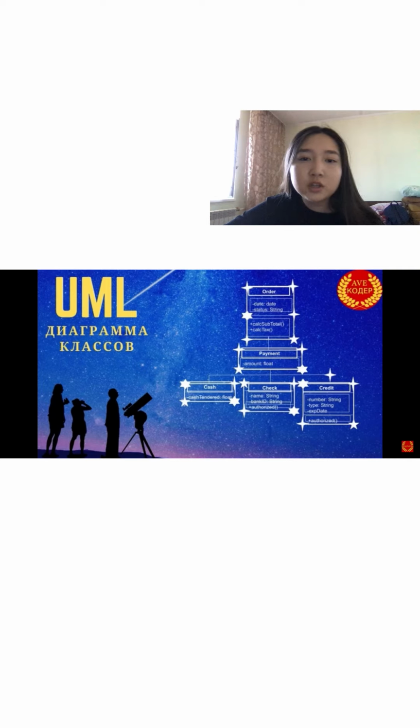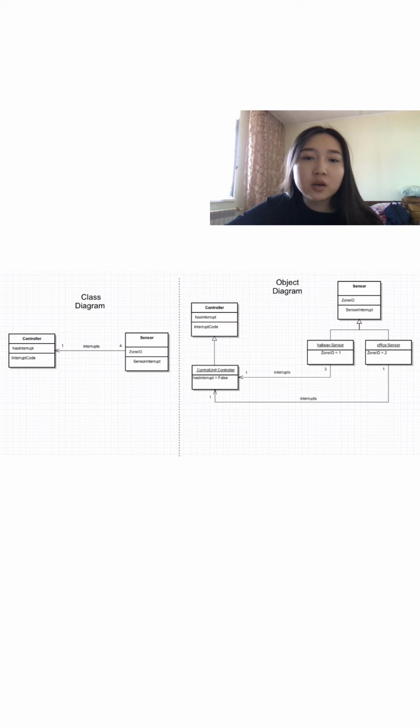To show this relationship in code, we have three main diagrams. There are use case diagram, class diagram, object diagram.